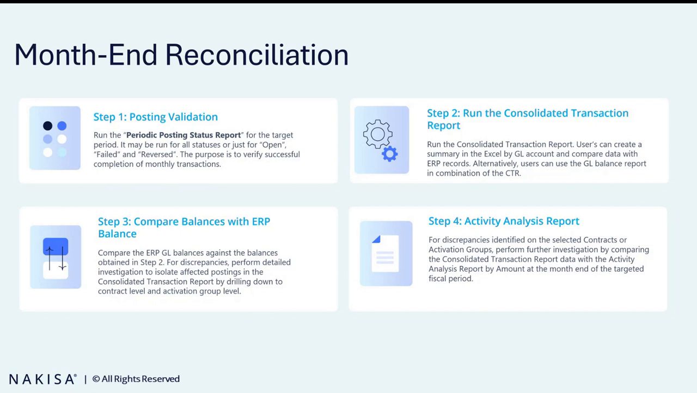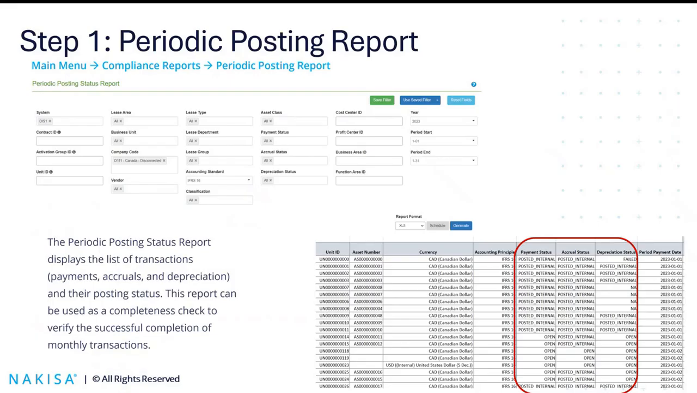So our first step is to validate our monthly posting. This can be done with our periodic posting status report. Our step 2 is to run the consolidated transaction report. And then our third step is to compare that consolidated transaction report with the balances in your ERP system. And then if any discrepancies are noted, we would then move on to step 4, which is to generate the activity analysis report.